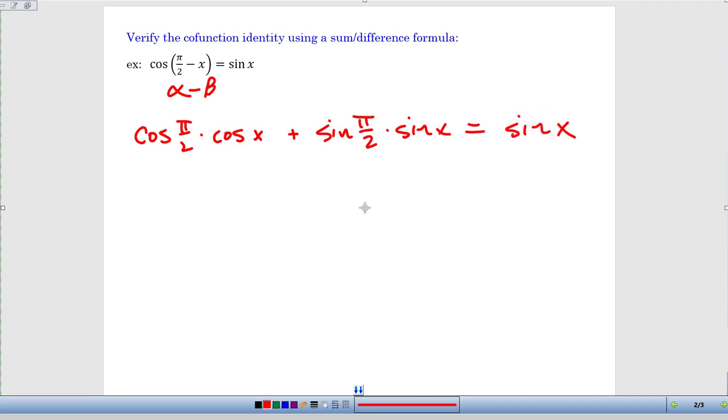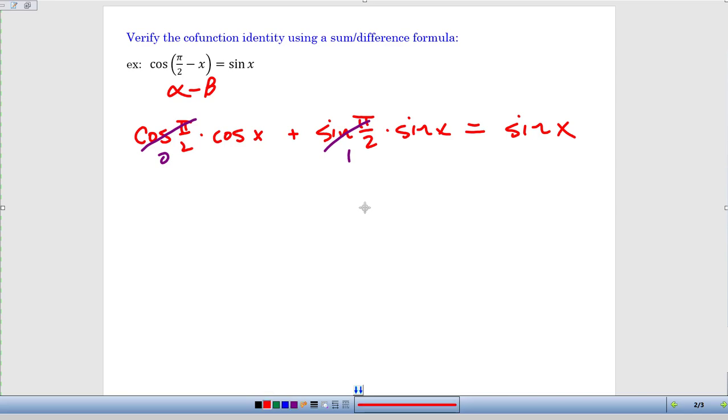We want to verify that this is indeed the case. So the cosine of x and the sine of x, we can't really do much with those, but cosine of pi over 2 and sine of pi over 2, we can evaluate those. Those we can use the unit circle to figure out what those results are. So cosine of pi over 2, if we look at the unit circle, the x-coordinate at pi over 2 is 0. So that means this is going to equal 0. And then sine of pi over 2, same location, but now the y-coordinate is 1. Sine is the y-coordinate on our unit circle, so we're going to replace that with a 1.